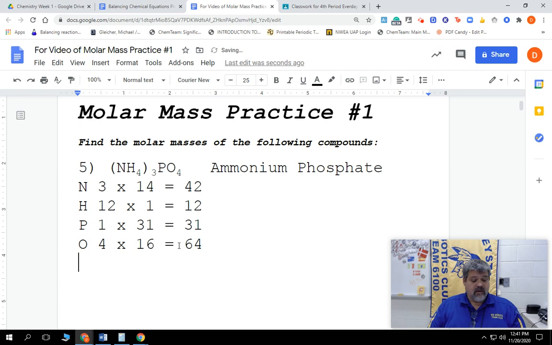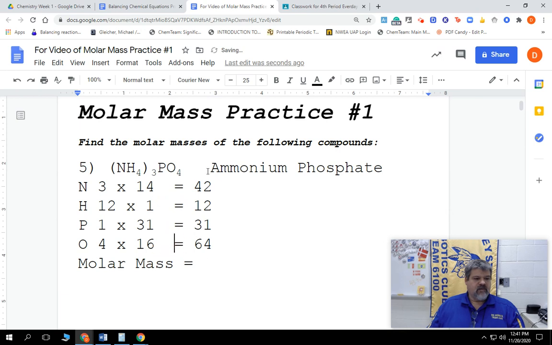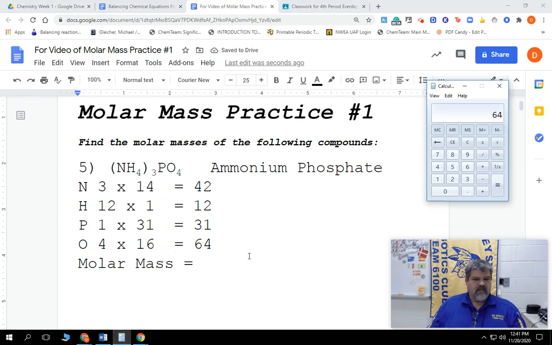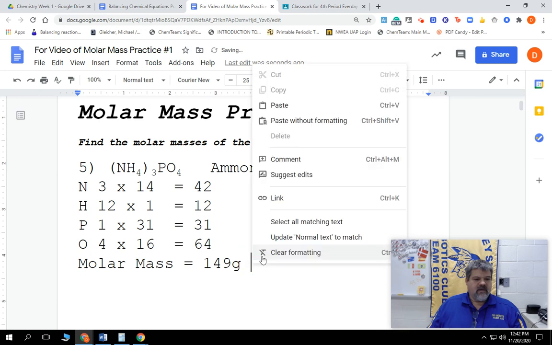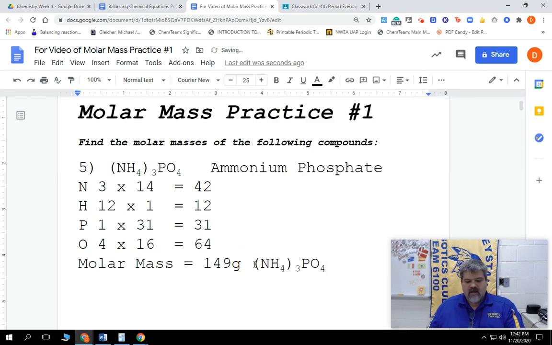So now what we're going to do is put down that our molar mass is going to equal all of these. I'm just going to move it over so I can total it up. So we're going to take 42 plus 12 plus 31 plus 64, and that equals 149. So we're going to put in 149, and that's going to be grams of this compound right here, ammonium phosphate. So we're going to copy that ammonium phosphate and paste it. So there we go. That would be our answer.